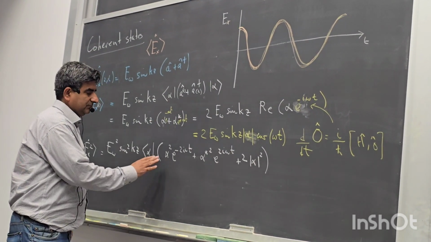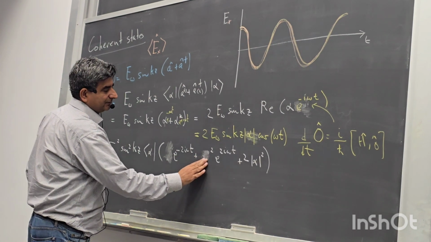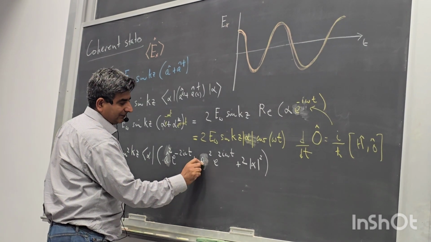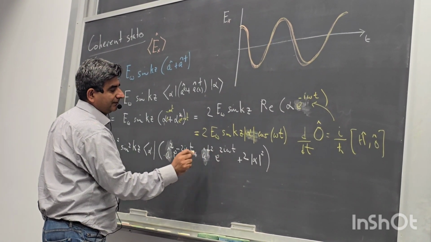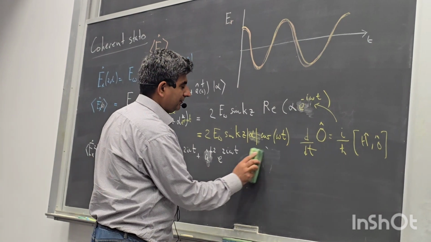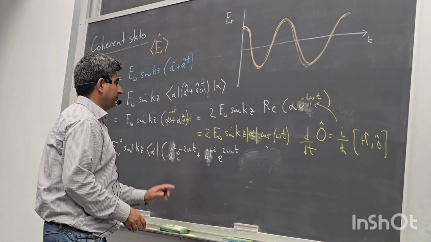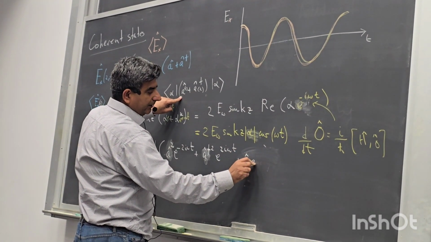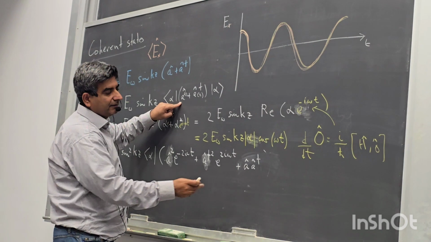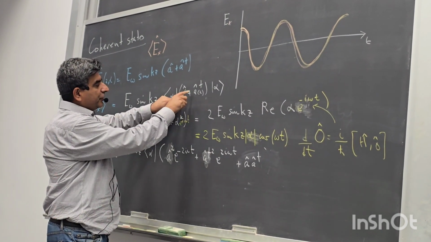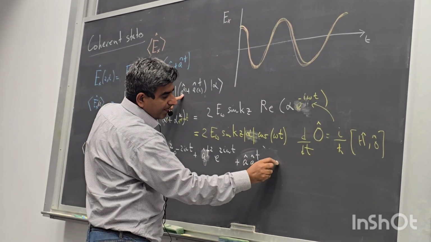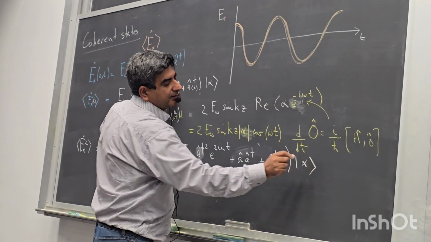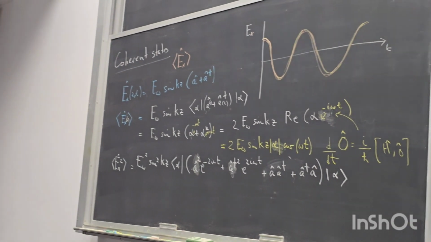Plus a dagger, time independent because the e to the i omega t's cancel out, plus a dagger a acting on the coherent state. This is what we have.